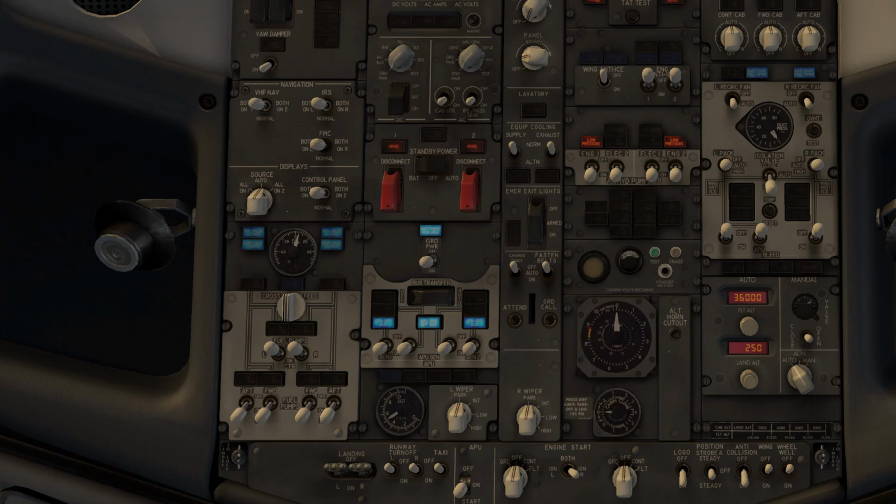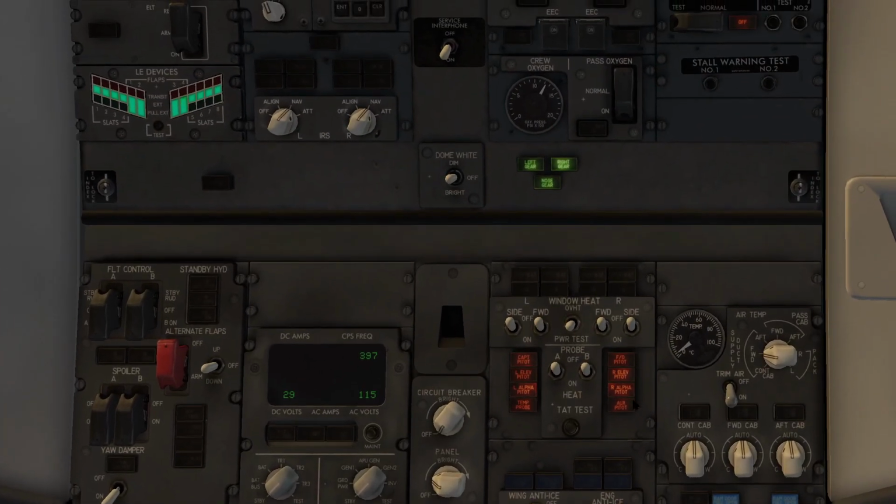It's now stable. We have the APU gen lights on, and APU on, bleeder on, and we have duct pressure increasing. We can select fasten seat belts on, and the temperature could rise, and we have some current from the APU.